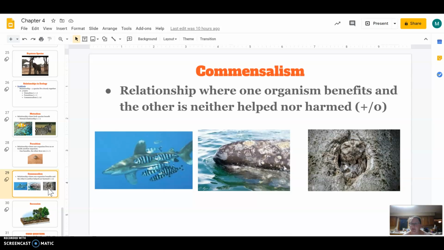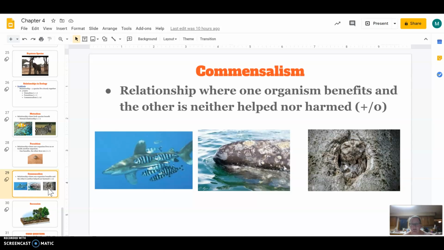So commensalism is our third and final relationship that we're going to talk about. This is a relationship where one organism benefits and the other is neither helped nor harmed. So you'll see on this slide there's a plus sign and a 0.